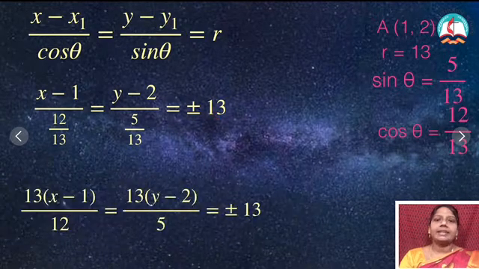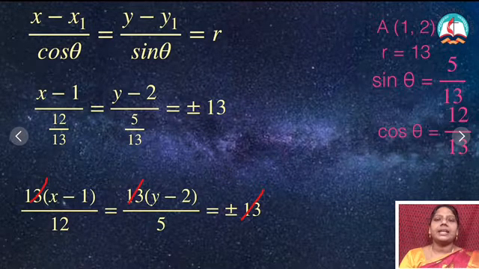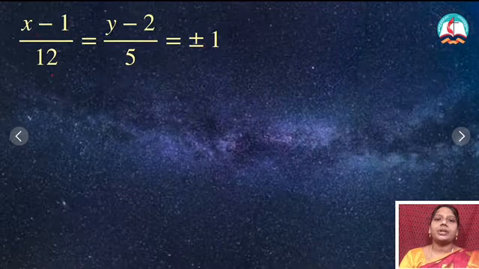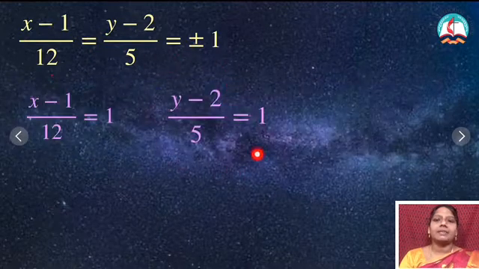Now we can take that 13 up. Therefore my equations will be like this. Then I can cancel that 13. Therefore I am getting (x minus 1) by 12 equal to (y minus 2) by 5 equal to plus or minus 1. Just we are going to equate the variables to the constant. So what are the variables? (x minus 1) by 12 equal to 1 and (y minus 2) divided by 5 equal to 1.